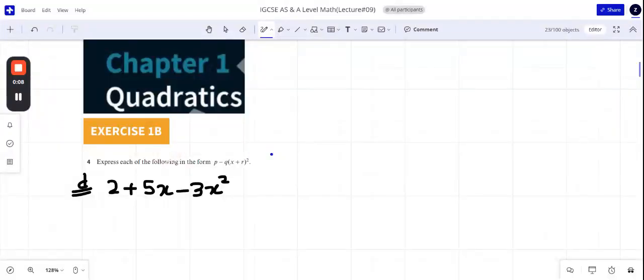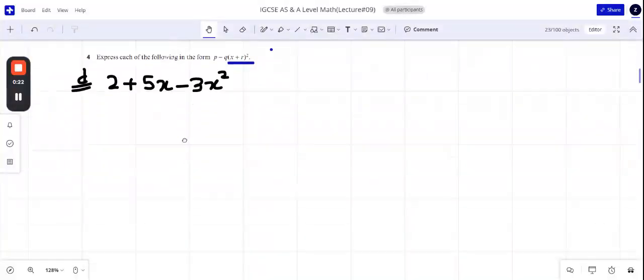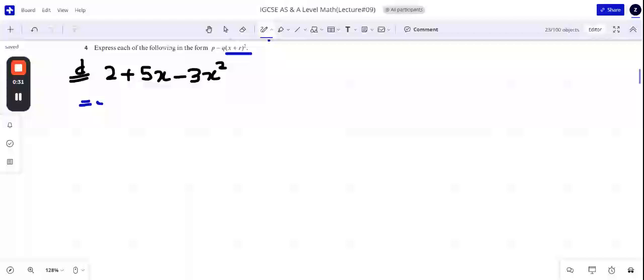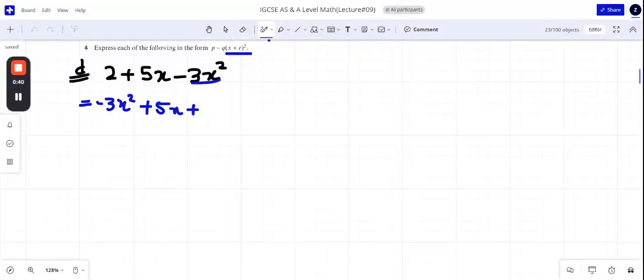Question number 4. Express each of the following in the form of p minus q into x plus r whole square. Means we need to make a complete square. So part D is 2 plus 5x minus 3x squared. First of all, we will rearrange this quadratic expression because we should start from the leading term. The leading term is minus 3x squared, then plus 5x and plus 2.